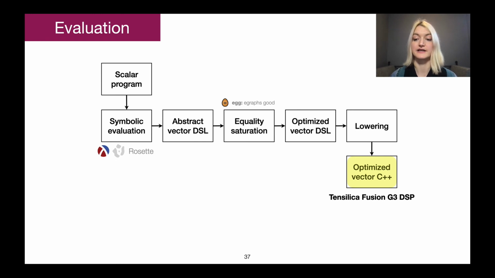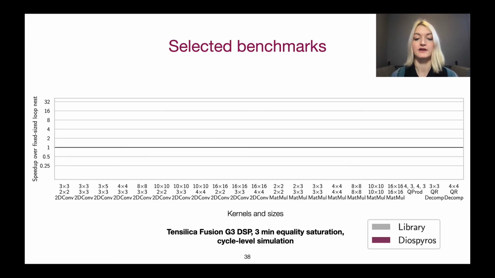Next, I want to touch on our evaluation, which will focus on the performance of the optimized vector C++ code. So here we have our speed up over scalar fixed size loop nest on the y-axis, shown with a log scale. And on the x-axis, we have different kernels of different fixed sizes. For example, 2D convolution, matrix multiply, quaternion product, and QR decomposition. The results you'll see here are from the vendor's cycle level simulator and are after 3 minutes of equality saturation. Compilation itself could take longer, but we timed out equality saturation after 3 minutes.